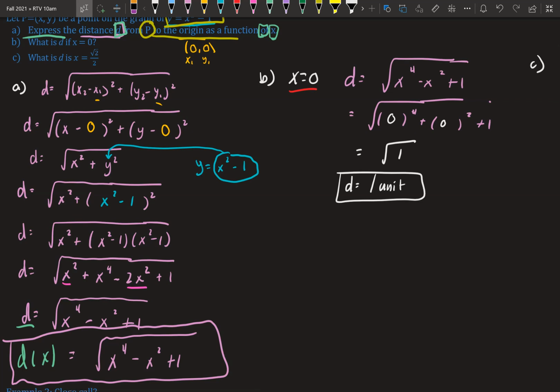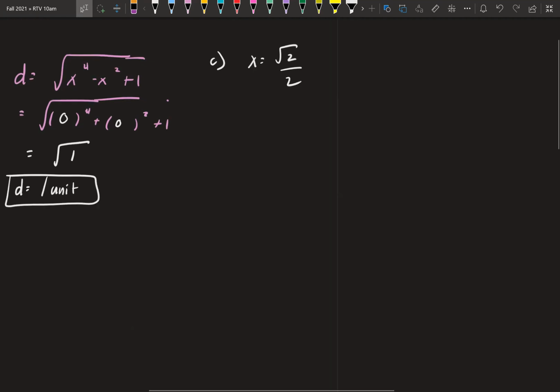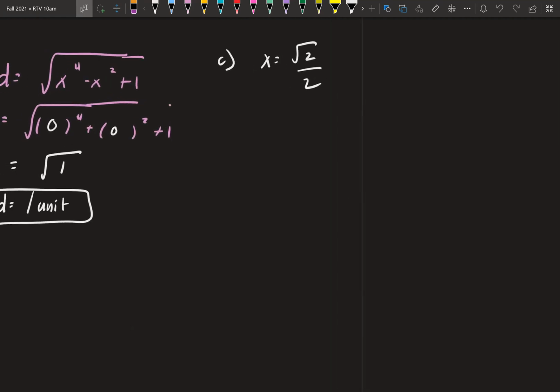All right, what other questions y'all have for me about A or B? All right, let's do part C. So part C, we're doing the same thing as B, except now with square root of 2 over 2. This is very reminiscent of higher level math right here, this part C. So we're going to plug it into our handy dandy new distance model that we found.